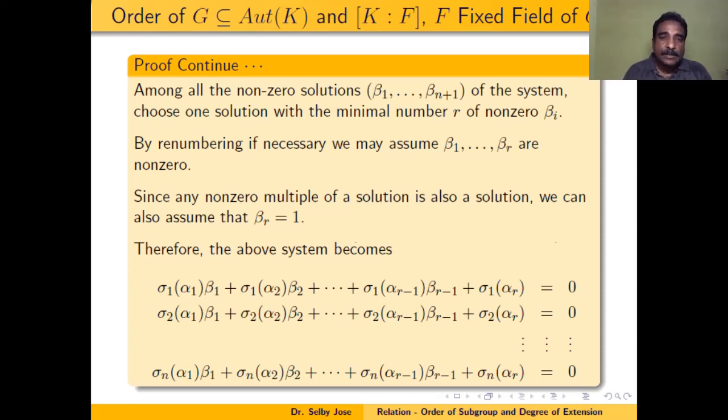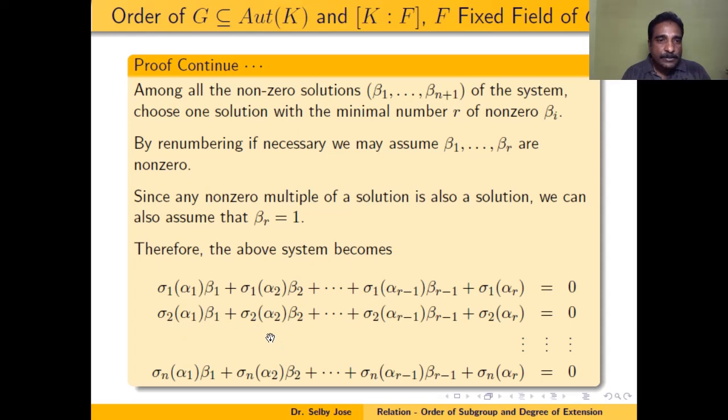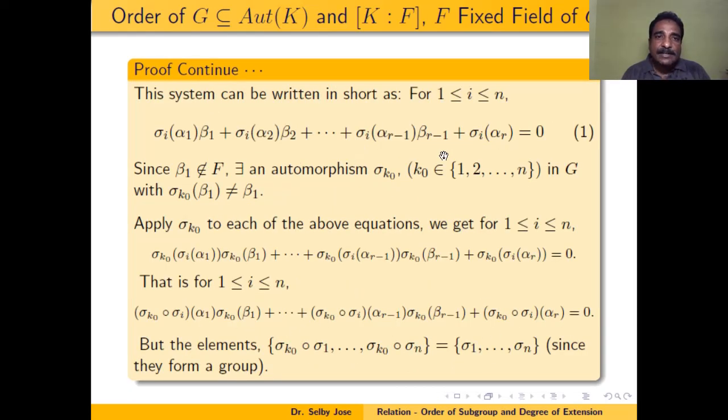So this system of equations you can write as sigma 1 of alpha 1 beta 1 plus sigma 1 of alpha 2 beta 2 etc. plus sigma 1 of alpha r minus 1 beta r minus 1 plus sigma 1 of alpha r is equal to 0, and so on, up to sigma n of alpha 1 beta 1, sigma n of alpha 2 beta 2, etc., sigma n of alpha r minus 1 beta r minus 1, and here beta r is 1 and the rest of the terms will be 0. So we can write this in short as a single equation: sigma i of alpha 1 beta 1 plus sigma i of alpha 2 beta 2 etc. plus sigma i of alpha r minus 1 beta r minus 1 plus sigma i of alpha r is equal to 0 for i varying between 1 and n. This equation we call 1.